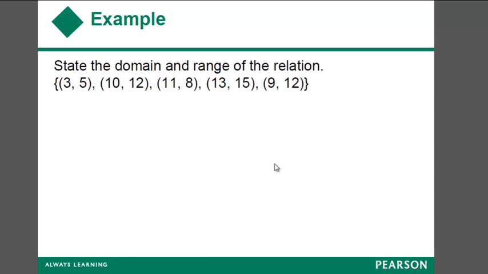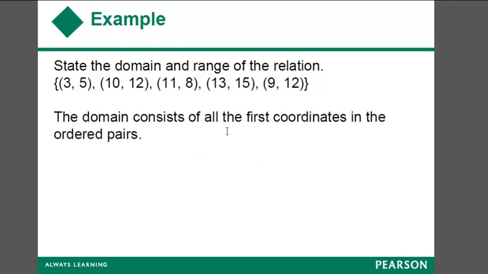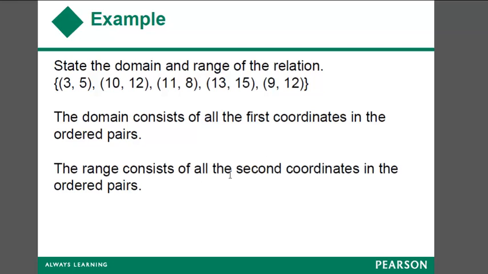When we look at domain and range of a relation, we're looking at the ordered pairs for that relation or that set of ordered pairs. And so what we're talking about when we say domain consists of the first coordinates in the ordered pairs, the x values. Domain is your x values. Range consists of the second coordinates in ordered pairs, which is your y values.